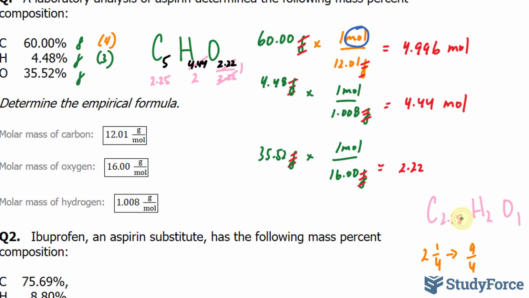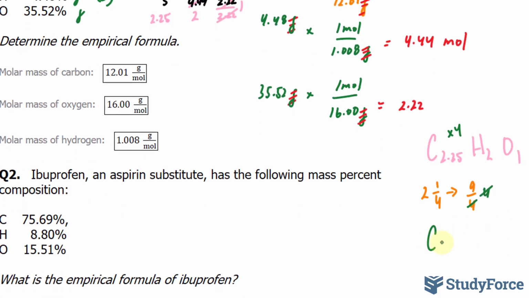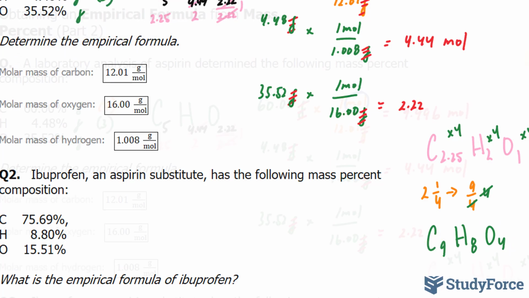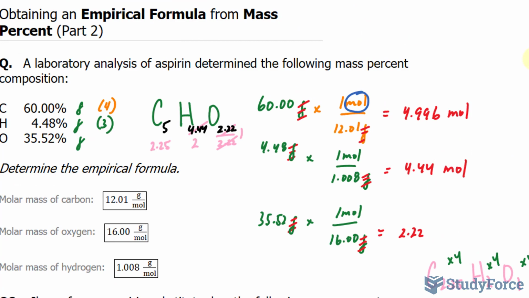So if I multiply this number by 4, I end up with the 4's canceling out. I end up with only 9. C subscript 9. I have to multiply the 2 by the 4. That gives me H8. And I have to multiply this 1 by 4, and that gives me O4. C9H8O4 represents the empirical formula for the percentages given in this analysis.